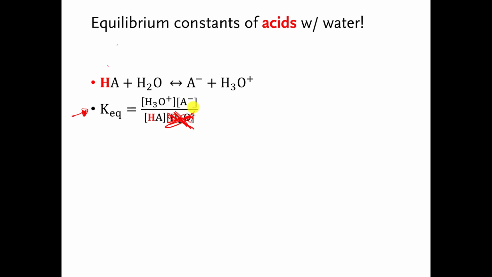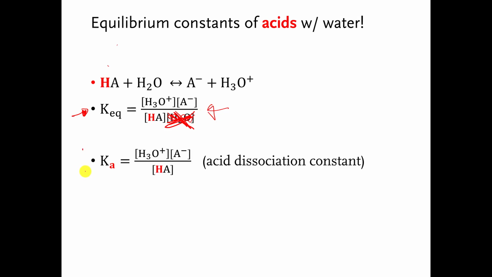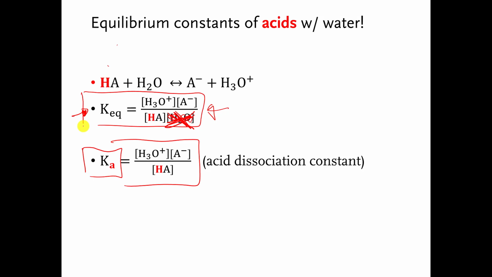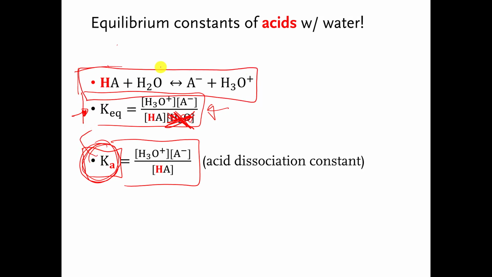But this is not an equilibrium constant anymore if you throw out the water, but it has its own name. It's called Ka, and the A stands for acid. If you look at this formula, it's the same formula as the equilibrium constant, but just with the water thrown out. So the common way to say this is we are measuring the Ka for this reaction, the Ka for this acid.